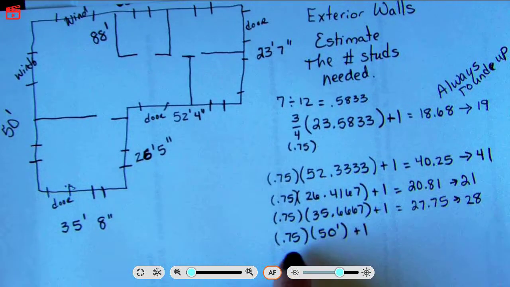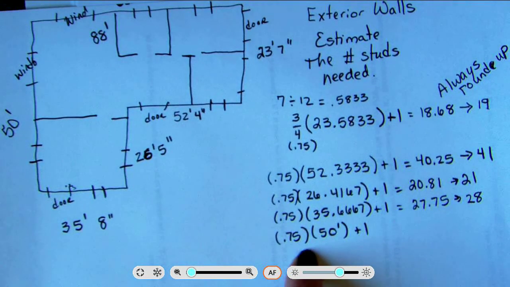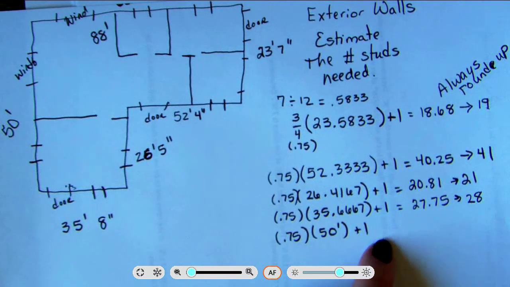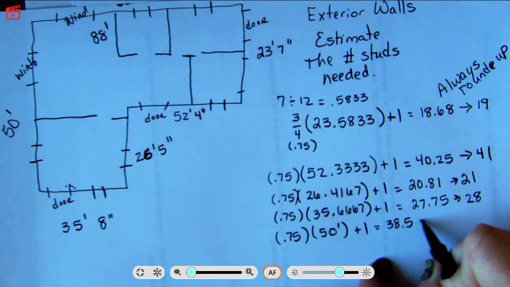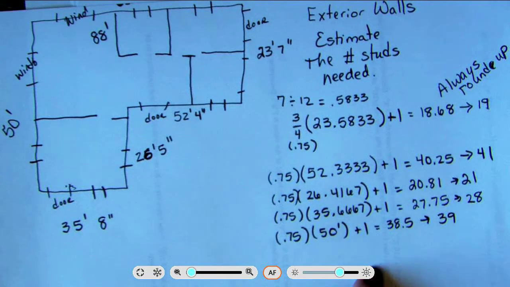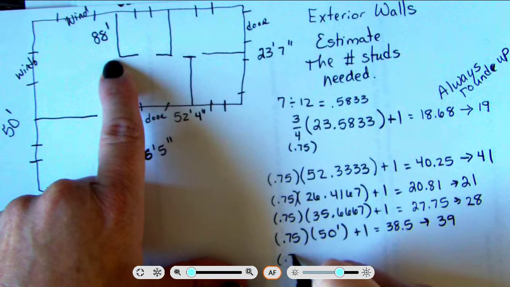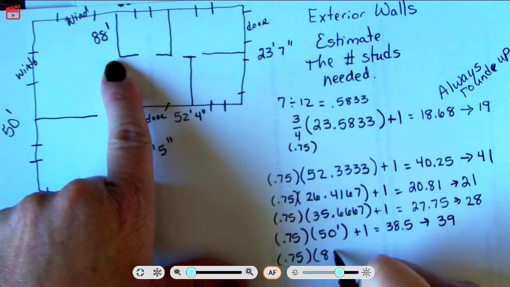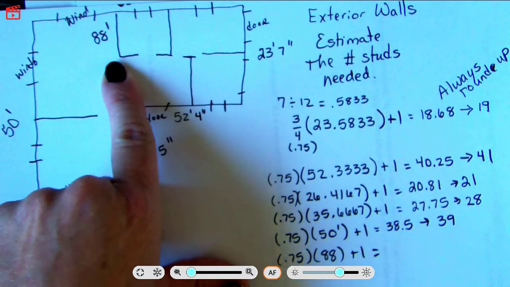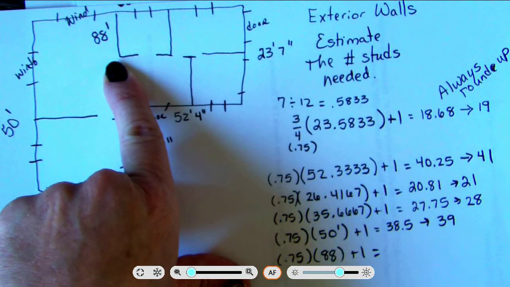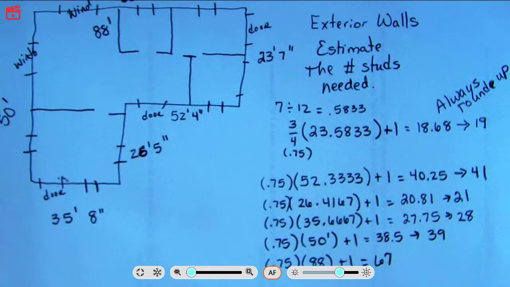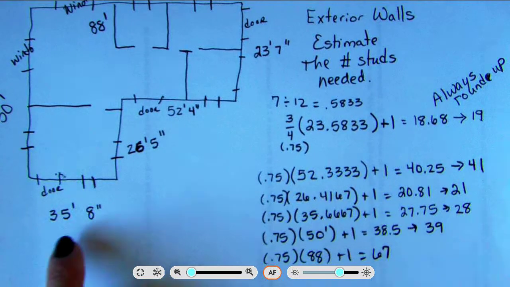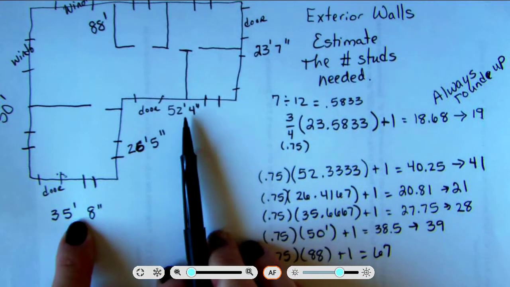So we're going to take 0.75 times that 50, add my 1, we get 38.5, which we will round up to 39. We'll do 0.75 times 88 plus 1, which gives me an even 67, so there is no rounding there.